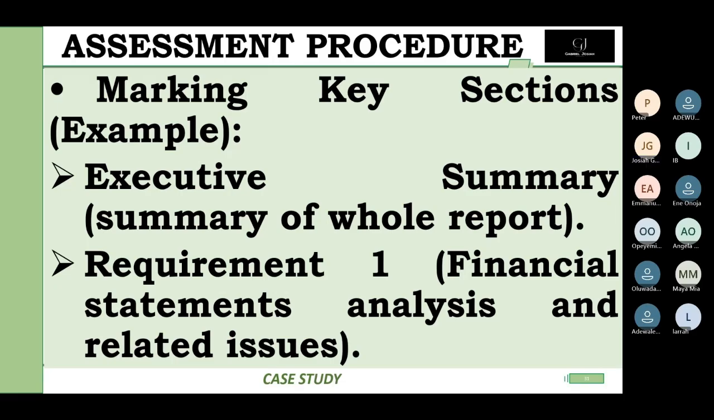Then you're marked 20 marks for the executive summary, 20 whole marks. So requirement 1 should be summarized. Requirement 2 should be summarized, 10 marks. Then you have the requirement 1, which is the body of the report.